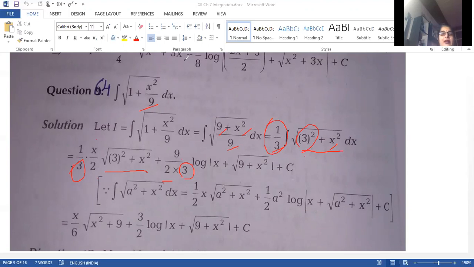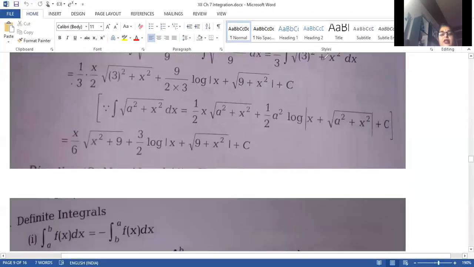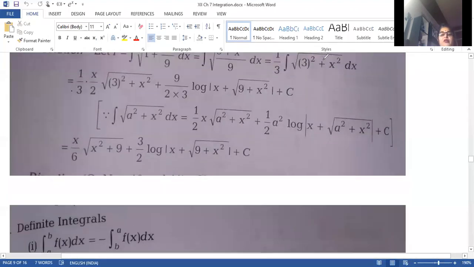Clear? Now this way we have completed the indefinite integral part. Now we'll start with the definite integral. Now, what is the difference between definite and indefinite integral? What is the difference between it? Just see.